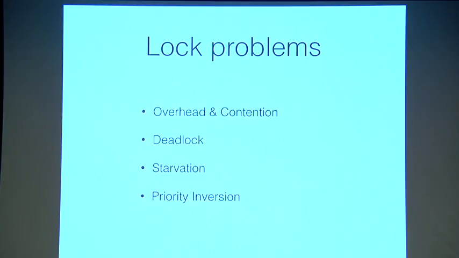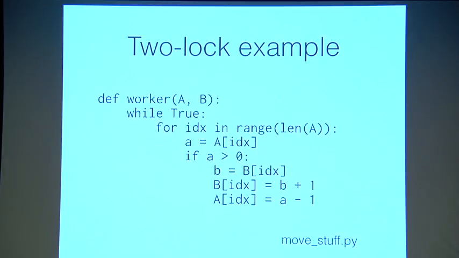Deadlock and starvation are very common. Priority inversion we don't have to worry as much about, but it's an important one to know about for other programming paradigms. We'll talk about it. So deadlock. Two-lock example. Now I've got this move stuff.